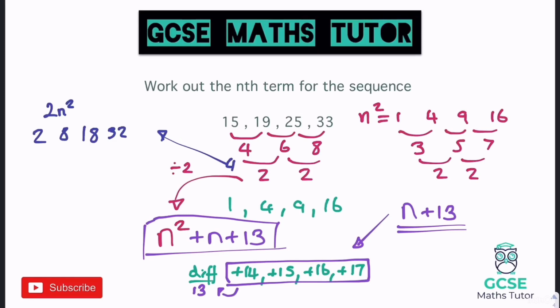Obviously, just remember, if this comes out as a constant difference down here, that's great. You can just put that after the n squared part, or the 2n squared. But if it is a new sequence, you are going to have to forget about the rest of the question for a second and just work out the nth term of that sequence, and then slot that on the end. So our final answer there, n squared plus n plus 13.